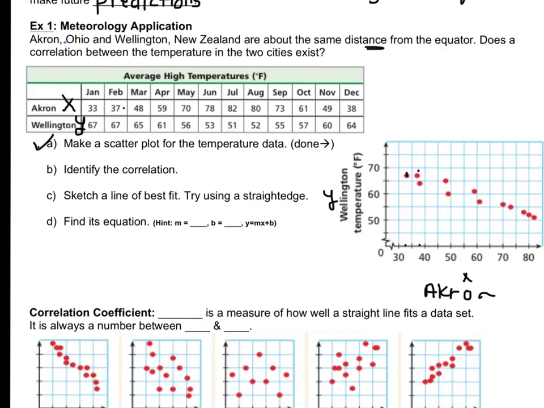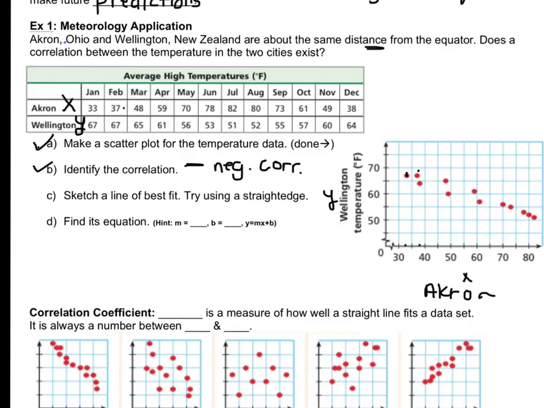Next we will identify the correlation. So what does it look like is happening to those dots as you move from left to right? Well, it looks like they are going down. So we say this is a negative correlation. Or you could write negative correlation.